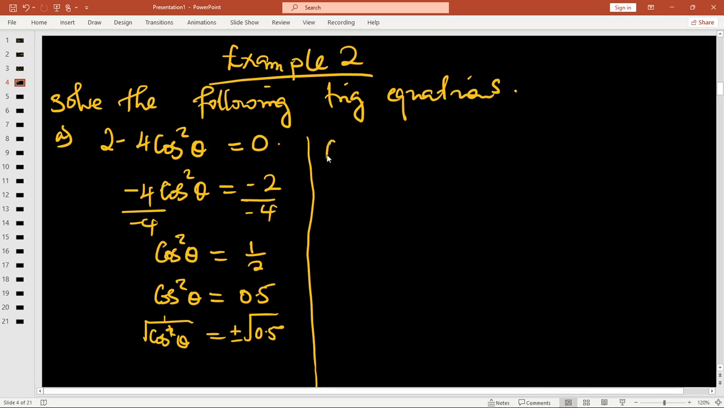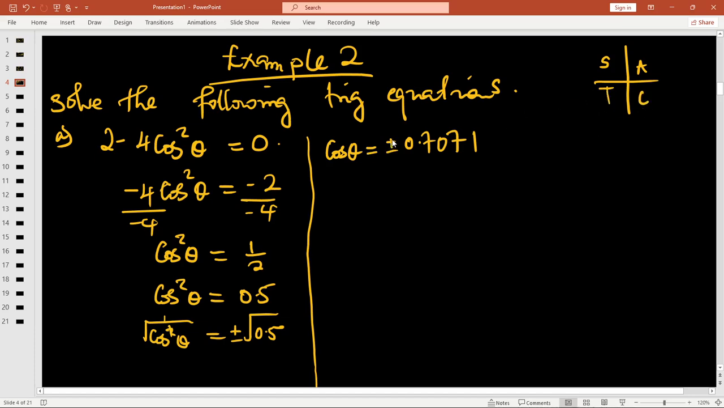Then we have that cos theta is equal to the square root of 0.5. So we have cos theta is equal to plus or minus 0.7071. Because we have a plus and a minus sign here, this simply tells us that we're going to have 4 solutions, because when you look at the quadrants, you have A, S, T, C.